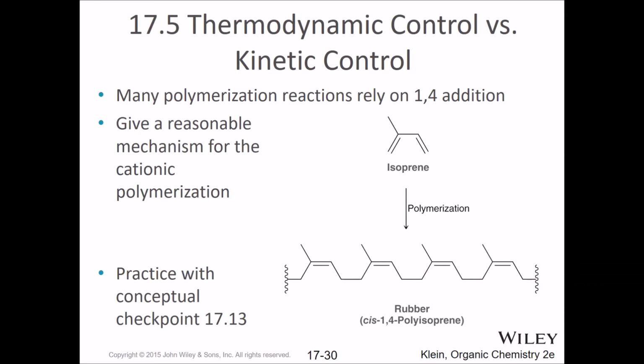Now, we need to look at this. Klein has it. I don't think it's the most important thing we're covering here. Many polymerization reactions rely on the 1,4 addition. Draw out a reasonable mechanism for the cationic polymerization of isoprene. Show how that works.